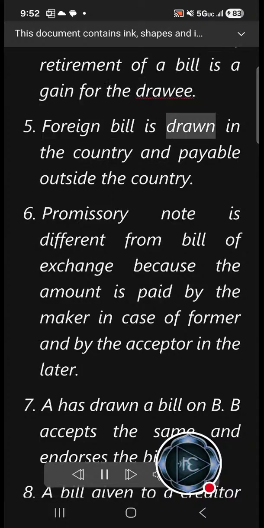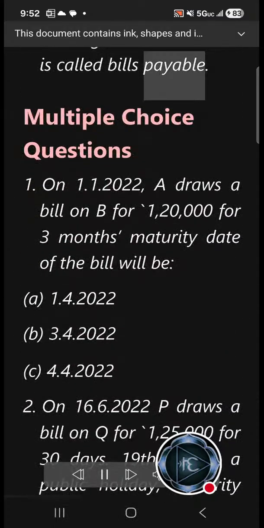Foreign bill is drawn in the country and payable outside the country. Promissory note is different from bill of exchange because the amount is paid by the maker in case of the former and by the acceptor in the latter. A has drawn a bill on B. B accepts the same and endorses the bill to C. A bill given to a creditor is called bills payable.